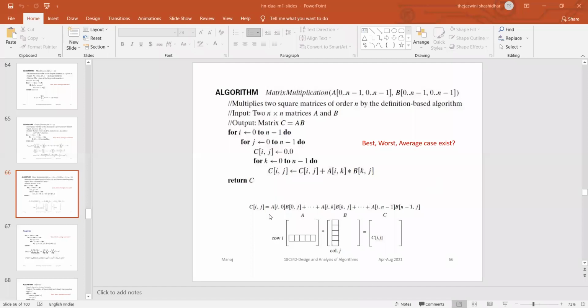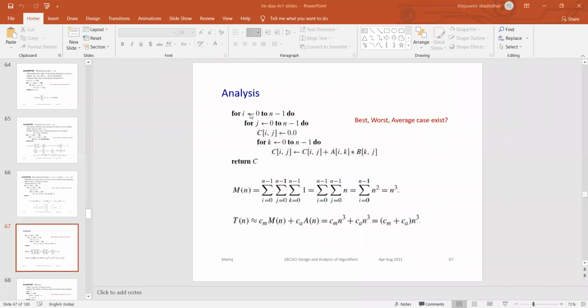Now here is the representation: A of ik into B of kj. C of ij is equal to A of i0 B of 0j plus up to A of ik B of kj. This is a diagrammatic representation. A represents row i and B represents column j, so A into B will give you C of ij. This is the code for matrix multiplication. Now we shall see its best, worst, and average case analysis.